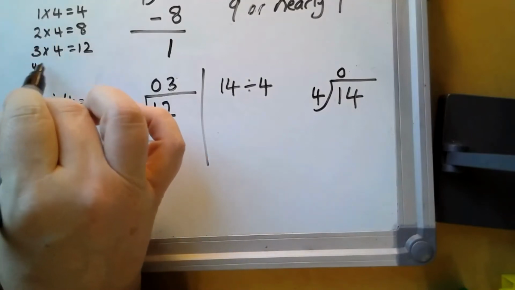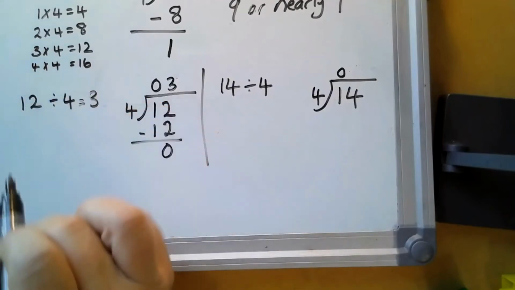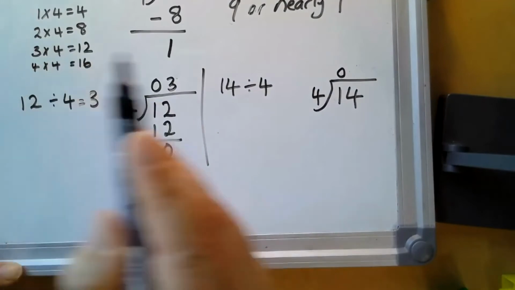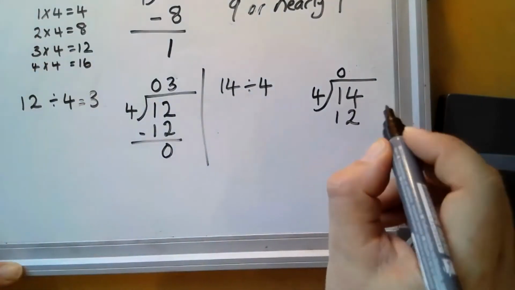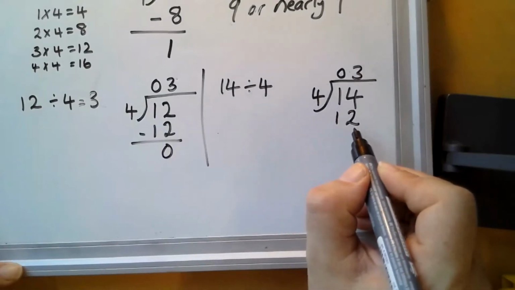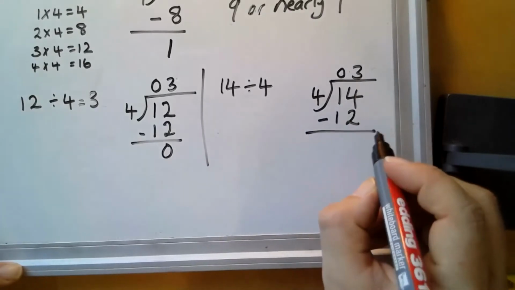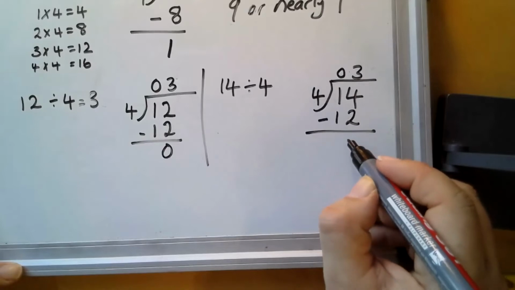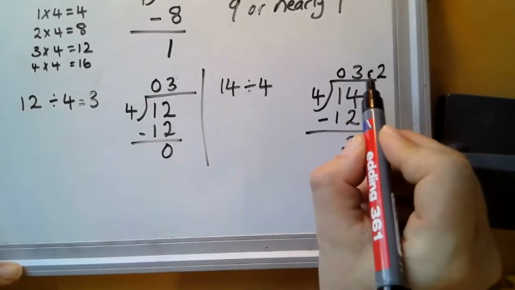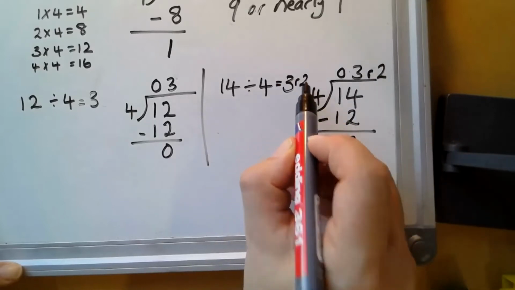Let's just check. 4 times 4 is 16. So we've gone too high now. So it can't be 4. So we're back to that 12 just there. And 4 times 3 is the 12. We subtract. We get 14, subtract 12, which is 2. And therefore the answer is 3 remainder 2.